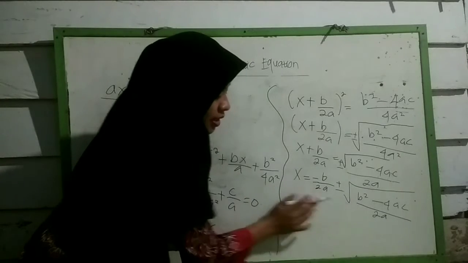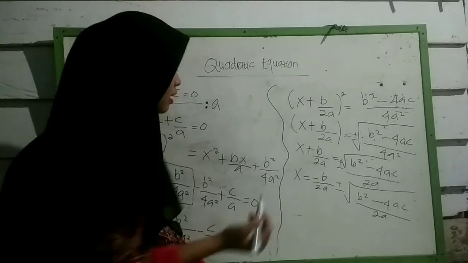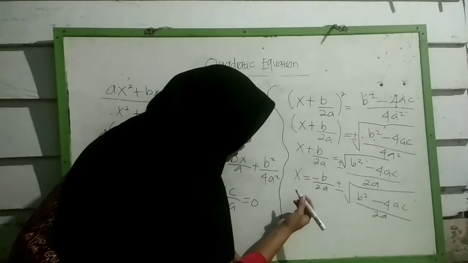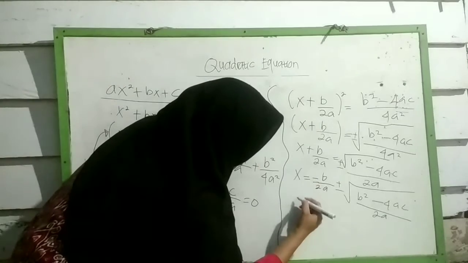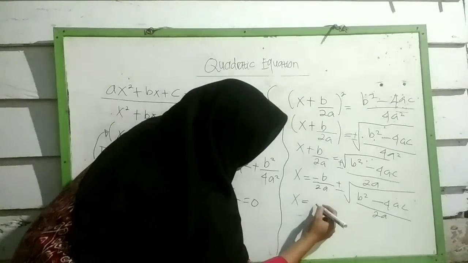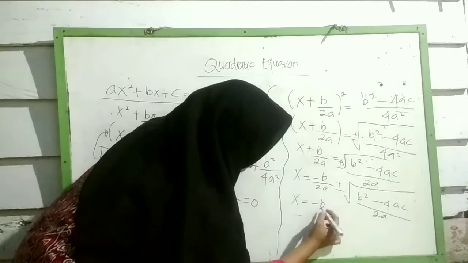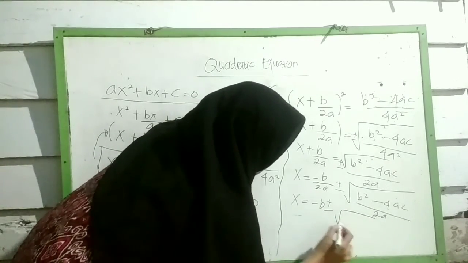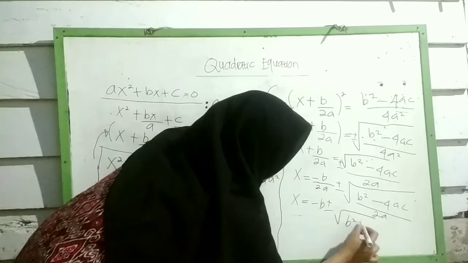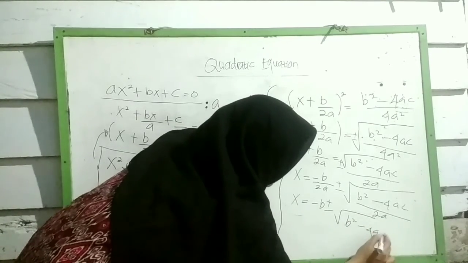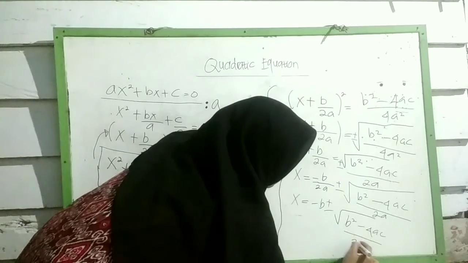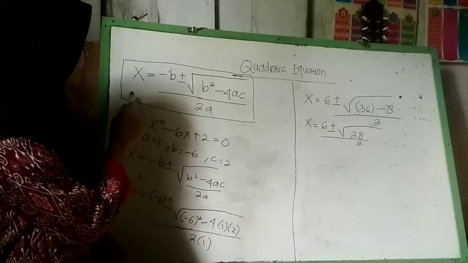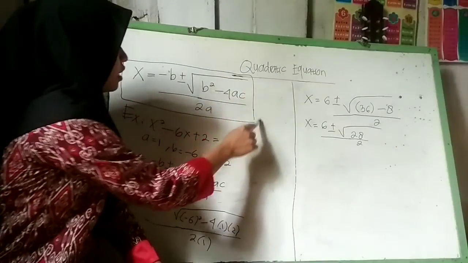And then the denominator is the same because of a. So x equals minus b plus or minus the root of b squared minus 4ac, over 2a. This is the quadratic formula.